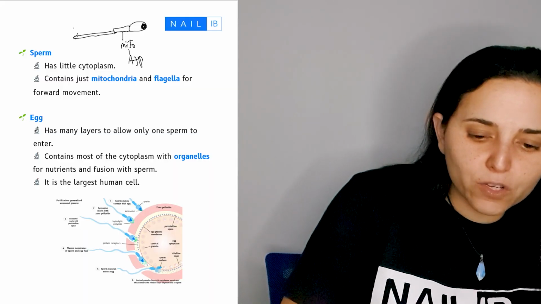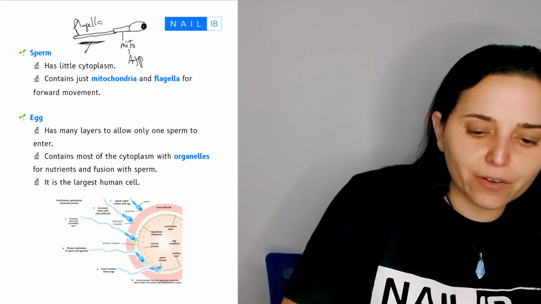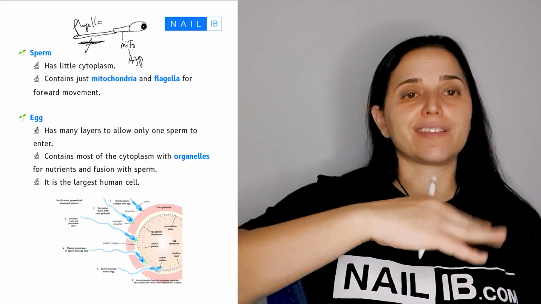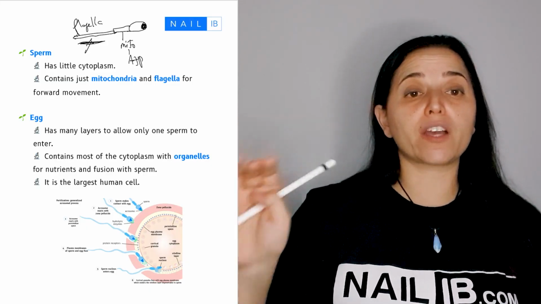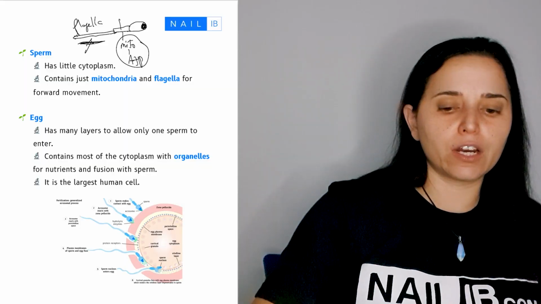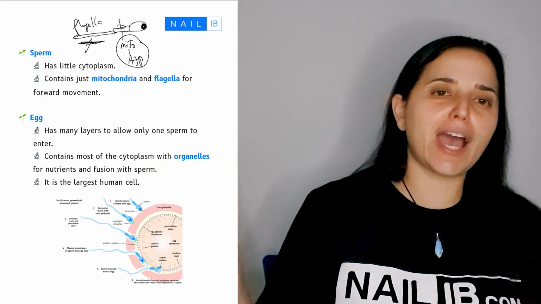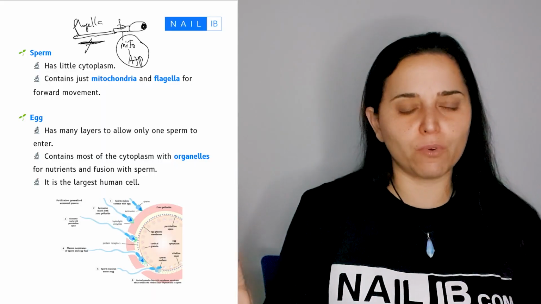So this part right here, which is the flagella, can actually move. It is the flagella that is doing this. It's the motion that is pushing the sperm to move in the direction towards the egg. So it definitely needs the mitochondria to be here in order to produce a lot of ATP for that. So again, its structure helps with its function, which is the movement.